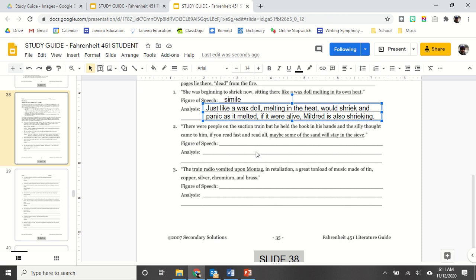"There were people on the suction train, but he held the book in his hands, and the silly thought came to him: if I read fast and read all, maybe some of the sand will stay in the sieve." In this case, again, we're looking for metaphor, comparing two unlike things; simile, comparing two unlike things using like or as; or personification, giving human qualities to an inanimate or non-living object. What I see here is the underlined part: maybe some of the sand will stay in the sieve.